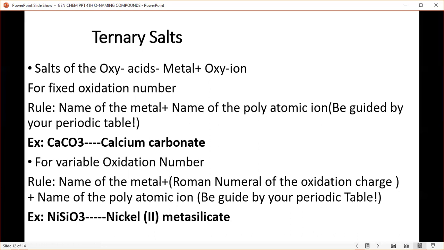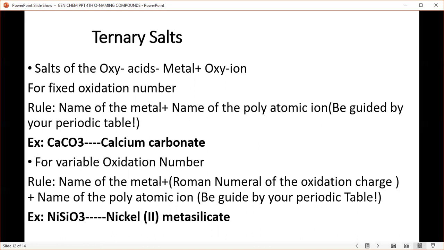Okay, so for example, we have here CaCO3. Ca, which is of course calcium, has a fixed oxidation number, which is +2. CO3, on the other hand, is known as carbonate. So it's going to be CaCO3. How do we name this specific chemical formula? First, name the metal, that is calcium, and then name the polyatomic ion as stated in your periodic table of elements. So CO3 is carbonate. That's the name of the CaCO3 compound.